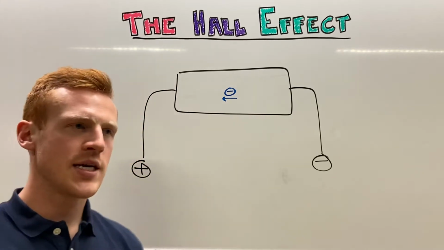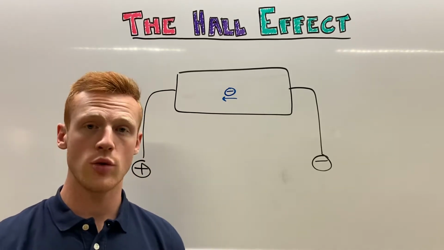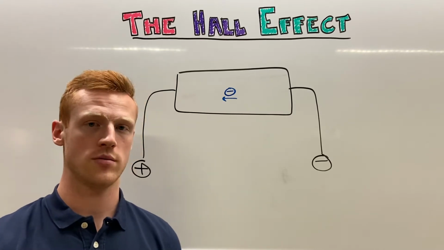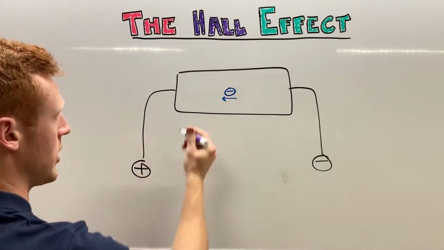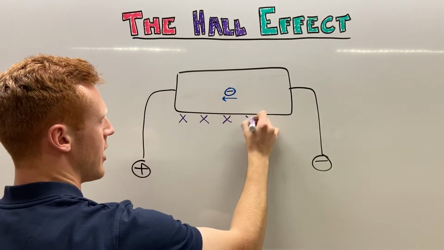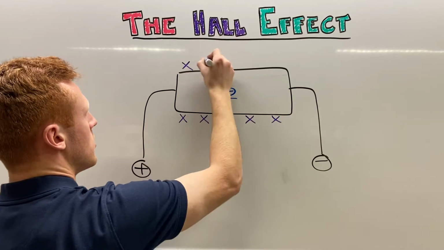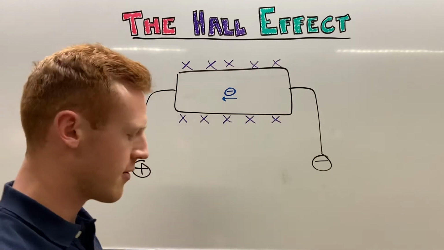And now let's expose this metal wire or this plate or whatever we have to a uniform magnetic field, okay? And let's have that magnetic field be purple. It's moving into the screen, into the plane of the board, okay? Like the back of an arrow. So everything is exposed uniformly to this magnetic field.